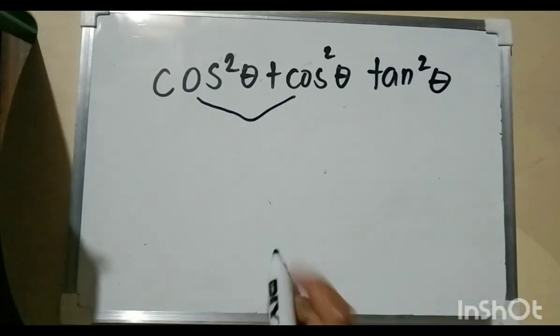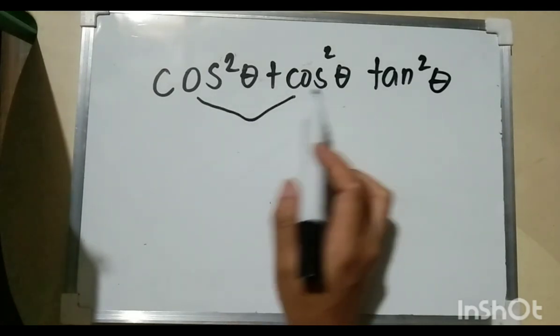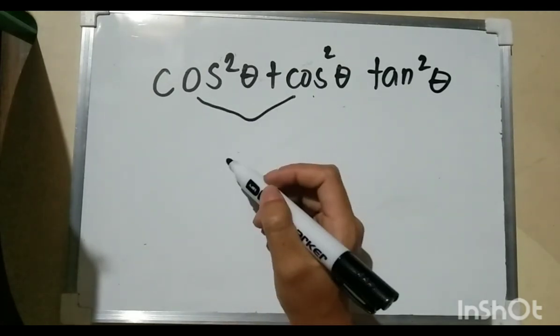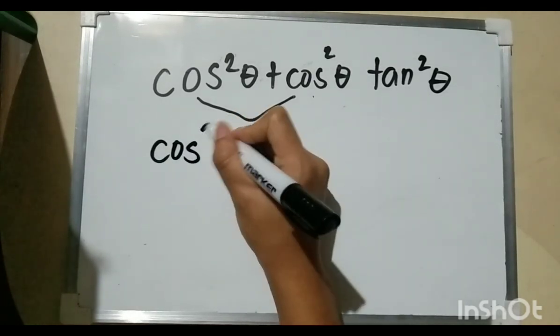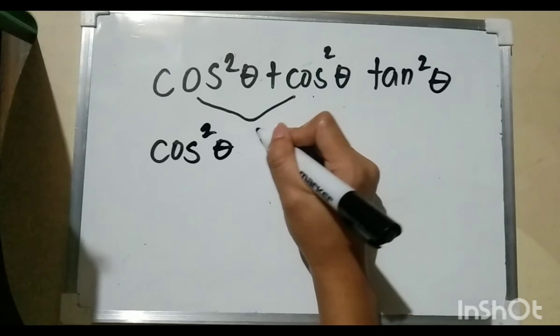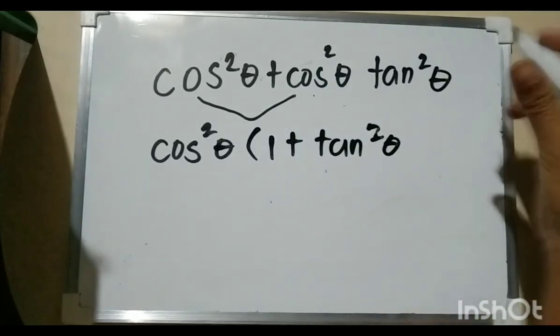So what we will do is factor out these two common terms, so the first term will become 1. The expression goes on like this: cosecant squared theta times 1 plus tangent squared theta.